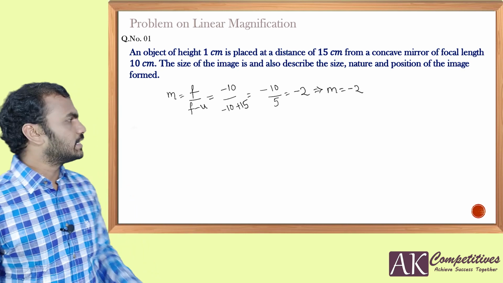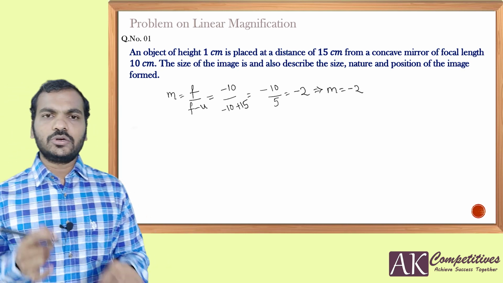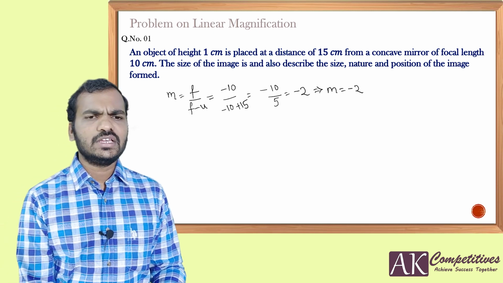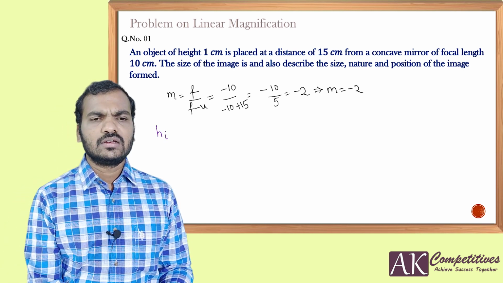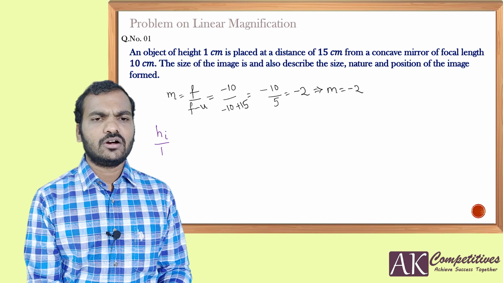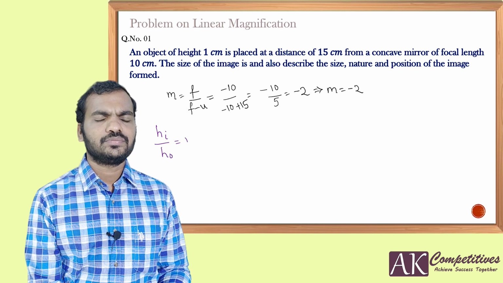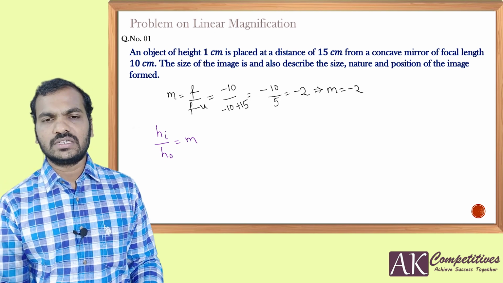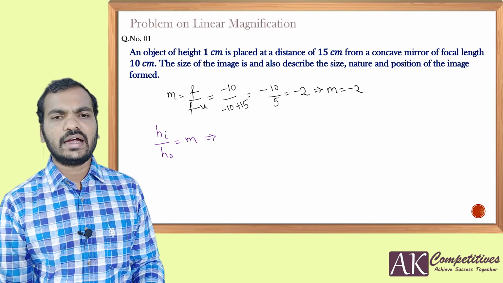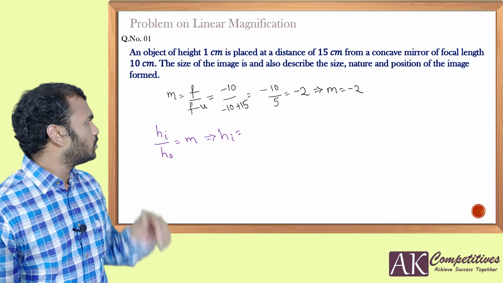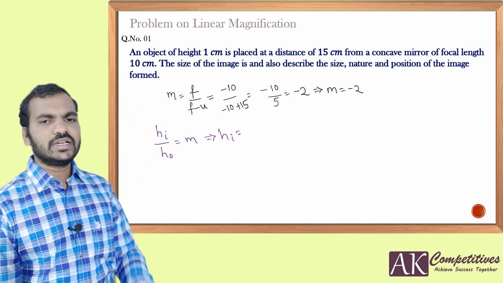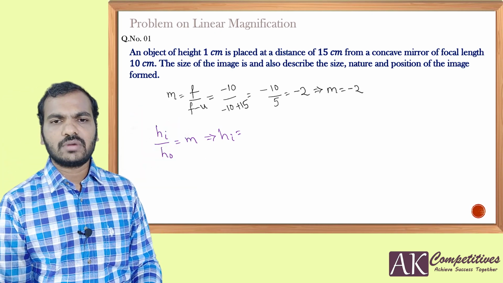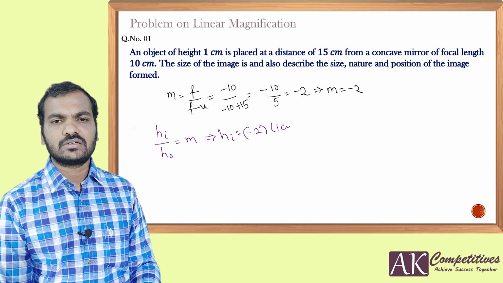Now, the second part of the problem. What is going to be the height of the image? Magnification is the height of the image by the height of the object, which is m. So if I write the height of the image, taking the height of the object to the other side, it is the magnification, minus 2, multiplied by the height of the object, which is 1 centimeter.